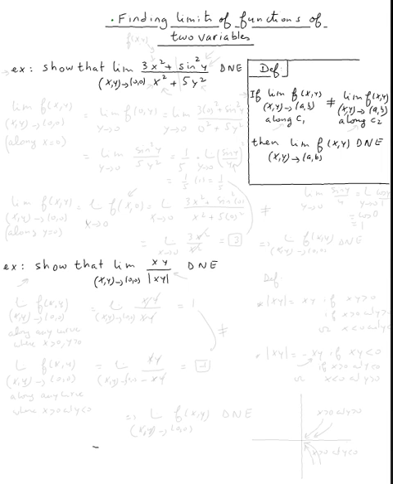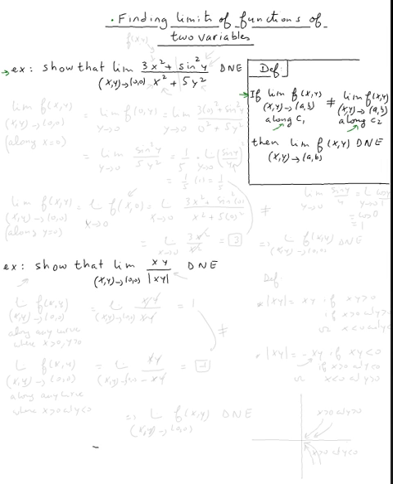The topic is finding limits of functions of two variables. So let's do the first example. Show that the limit of (3x squared plus sine squared of y) over (x squared plus 5y squared) does not exist. So if we look at the definition, to show that a limit does not exist, you need to show that the limit of f of x,y as x,y approaches a,b along a path C1 is not equal to the limit along another path C2.